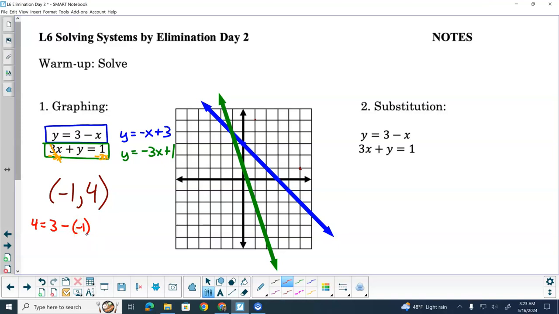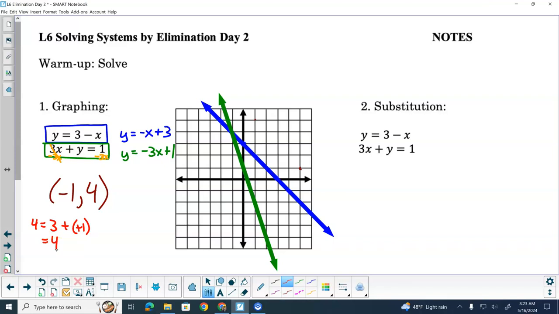First off, do we like minus and negative? No. What do we do with those? Okay, what's negative times negative? So I can make those positive. All right, what's 3 plus 1? Is 4 equal to 4? Okay, that's one of them, right? Halfway there. What's the next one?